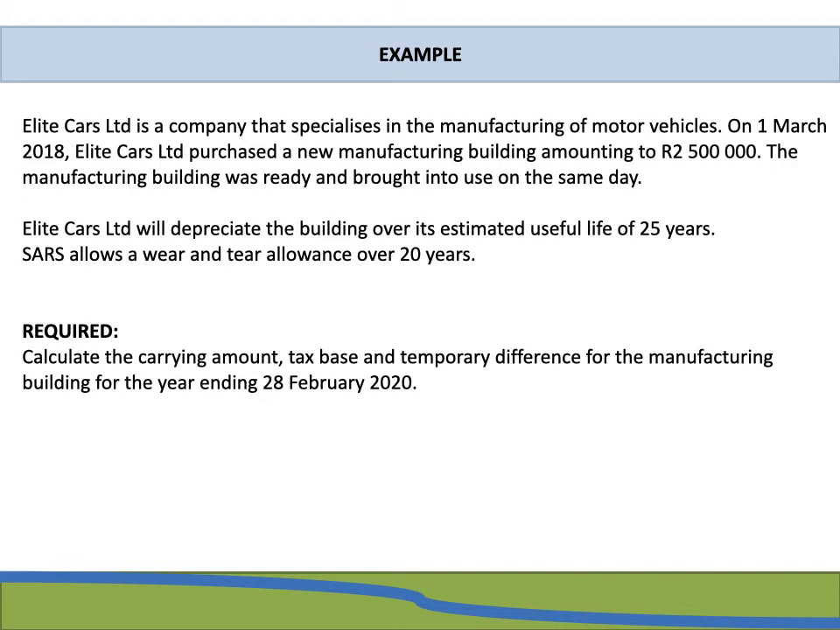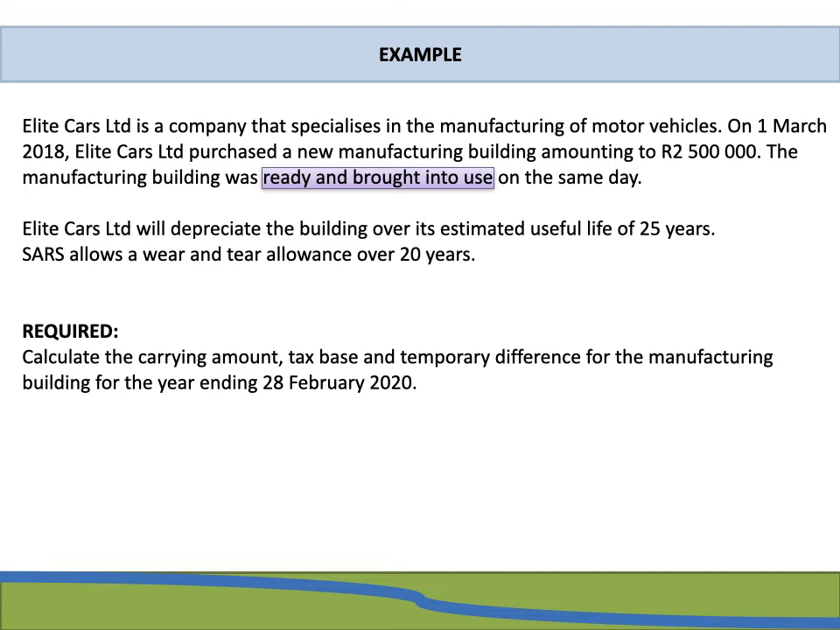Now, you are required to calculate the carrying amount, tax base, and temporary difference for the manufacturing building for the year ending 28 February 2020. Now, before we move on to that, I just want to highlight something to you. As you will see there, it says the manufacturing building was ready and brought into use on the same day. Now, why is this important?